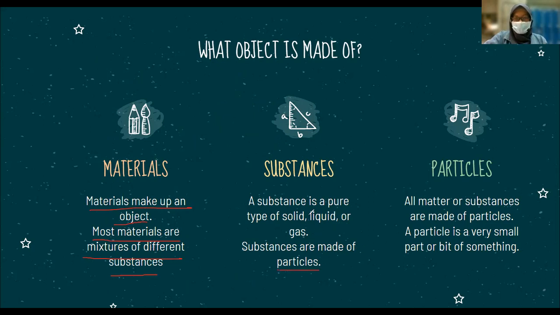A substance is a pure type of liquid, solid, or gas. It means that for one substance, all of it is completely solid, or completely gas, or completely liquid. Materials are mixtures of different substances. It can be a mixture of solid, liquid, and gas together, but a substance is only one type of state.